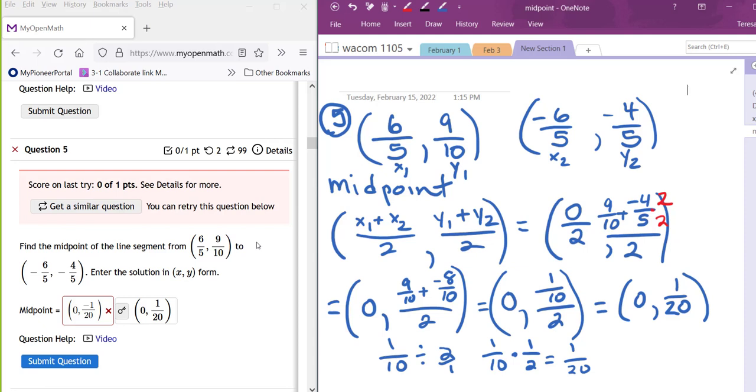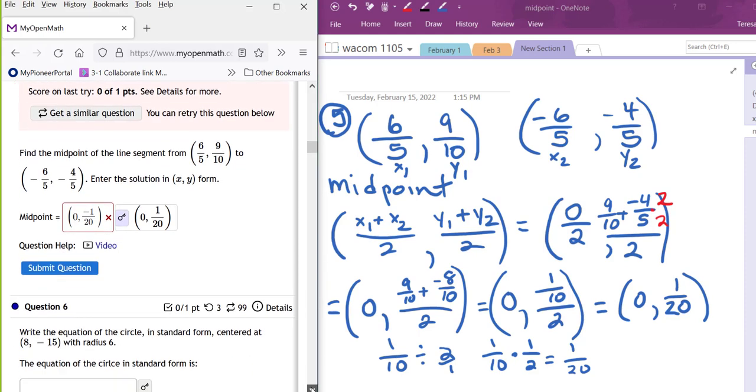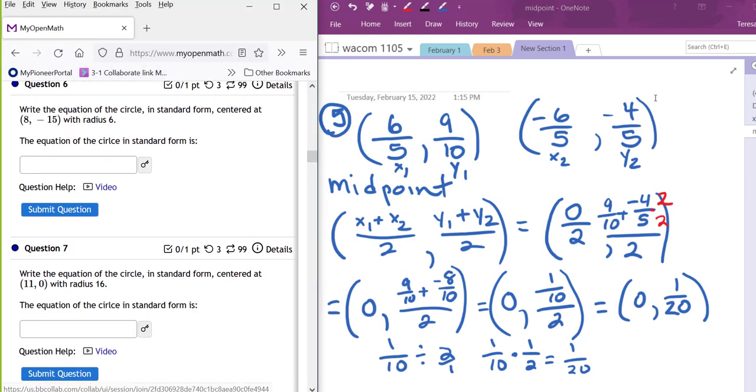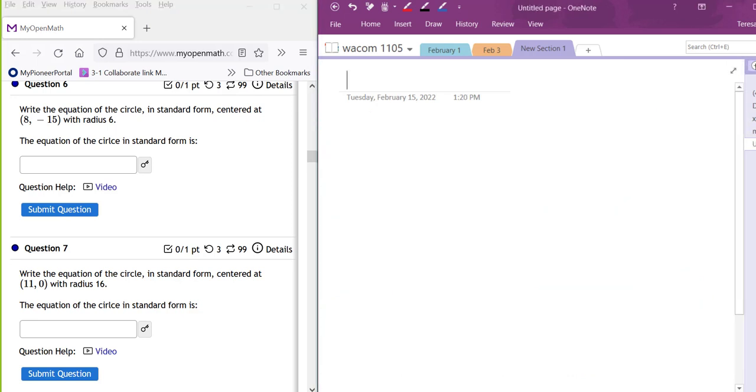All right, next one I picked for you guys is a circle problem. There will be a circle problem on your test. It will be one where you have to complete the square. But we'll start out with problem number 6. And it asks us to write the equation of the circle in standard form, centered at 8, -15 with radius of 6. So this is a formula you will need to know.